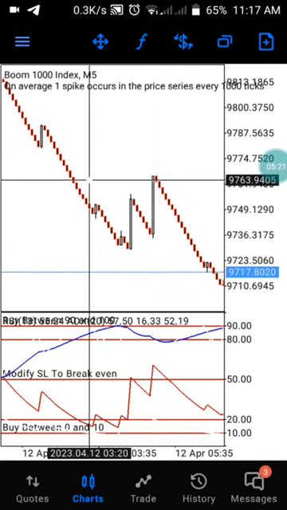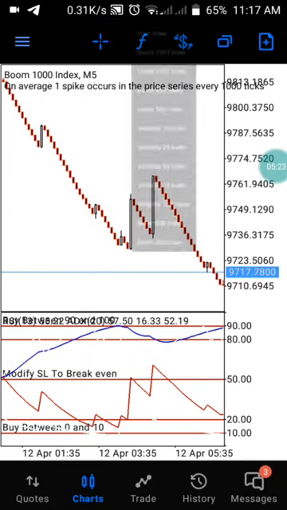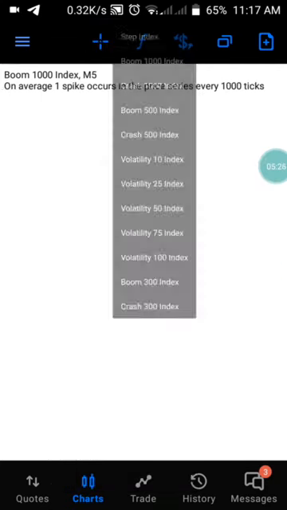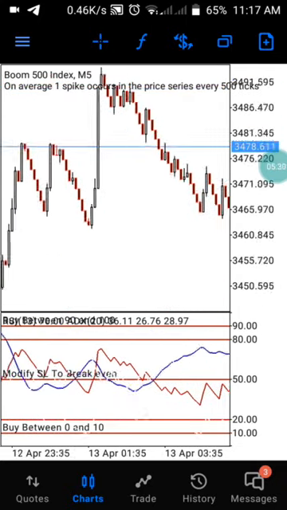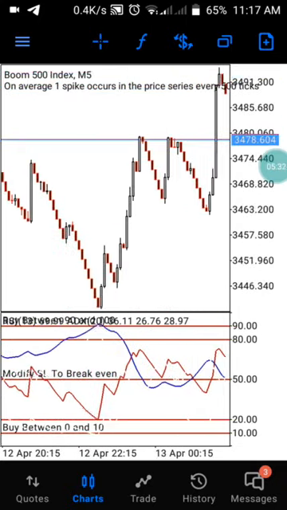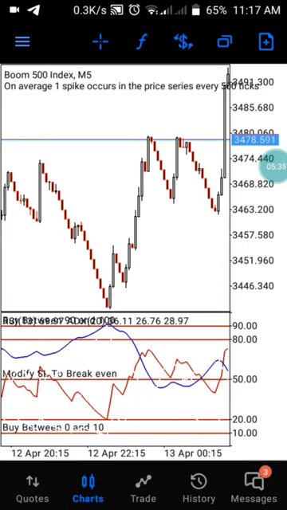So guys, let me show you exactly, because I said it only works on Boom indices. It only works on Boom indices. So let me show you on Boom 500. You see, exactly this is what I told you guys to do.